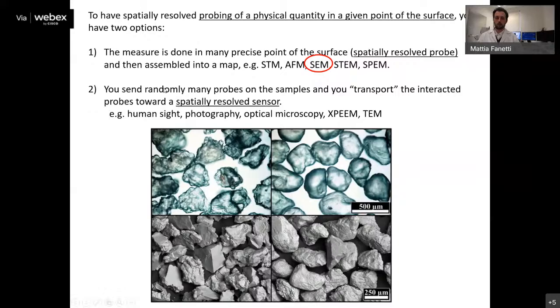And in this case, of course, there are many different examples, such as our eyes, which work in this way, classical photography, optical microscopy, transmission electron microscope, and other techniques, of which there are many. So in these two approaches, you can collect almost all the microscopy techniques. SEM, scanning electron microscopy, belongs to the first approach. So we need a spatially resolved probe, a sharp probe.